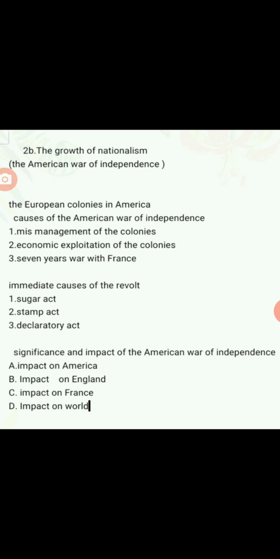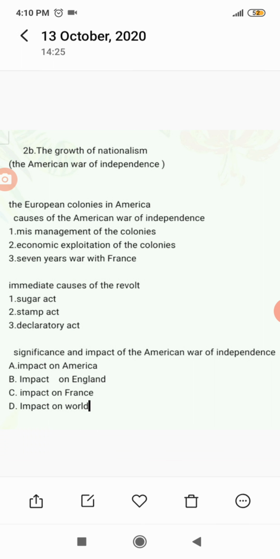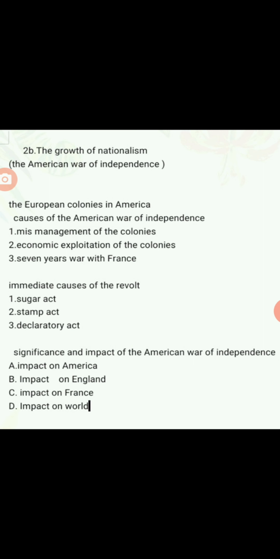Then the third reason was the Seven Years' War with France. The Seven Years' War was fought from 1756 to 63 between England and France, in America, India, and Central European countries. By that war, England had spent a lot on the defense of her colonies, so it wanted to impose more taxes on the colonies.